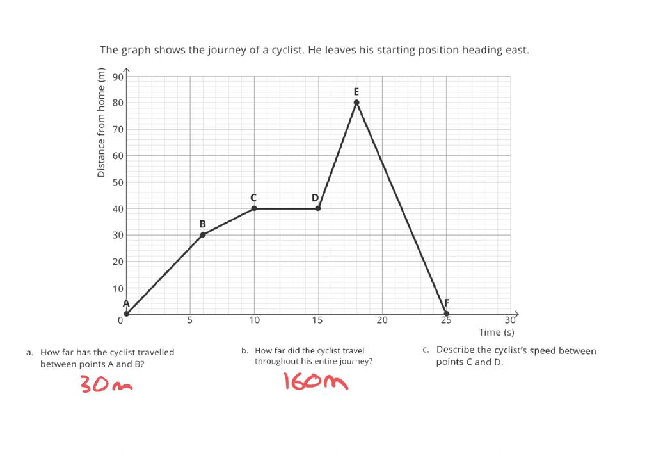Let's have a look, part C. Describe the cyclist's speed between points C and D. So we can read speed off here, but look at this here, C to D. C to D is a horizontal line. So his distance did not change during that time. So therefore, if his distance isn't changing, he isn't moving. So therefore, his speed is 0. So you would write that he is not moving, or he is stationary, is how we would say that.